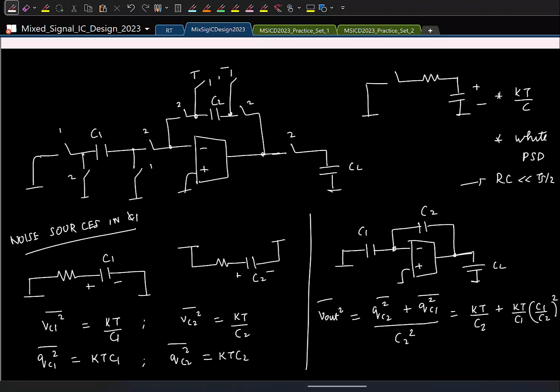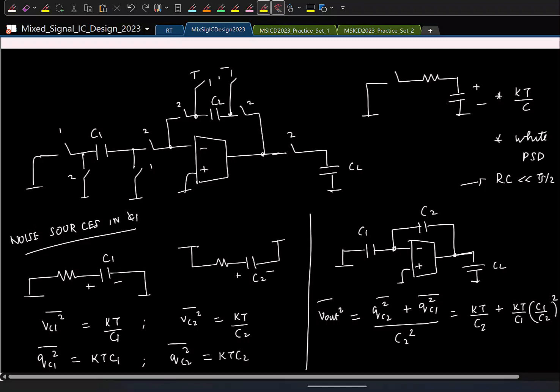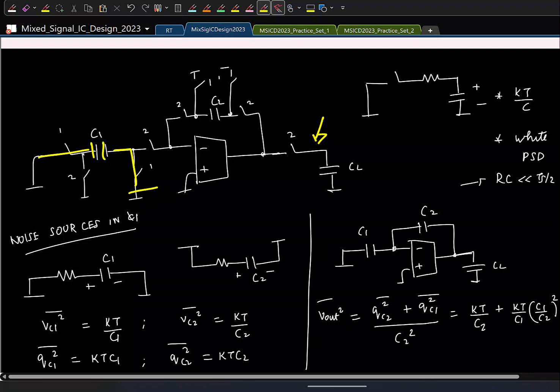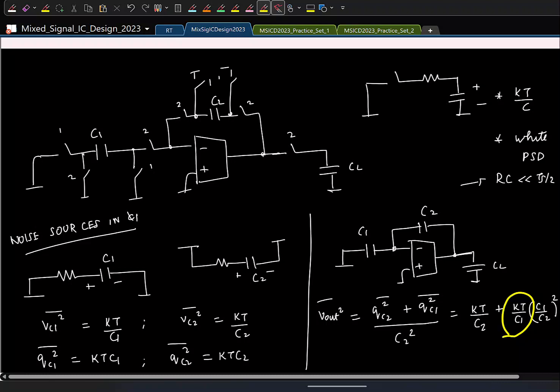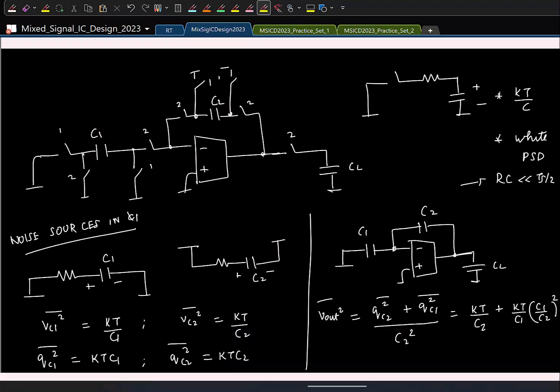And this should logically make sense because we know that if you sample any input in the phase phi 1, that will appear at the output with a gain of C1 by C2. We are sampling a noise with this variance kT by C1 during the sampling phase, and that will appear with that gain squared. Now during phase phi 1, we also sampled kT by C2 in C2, that will simply persist there. Okay. So this is just the noise in phi 1.